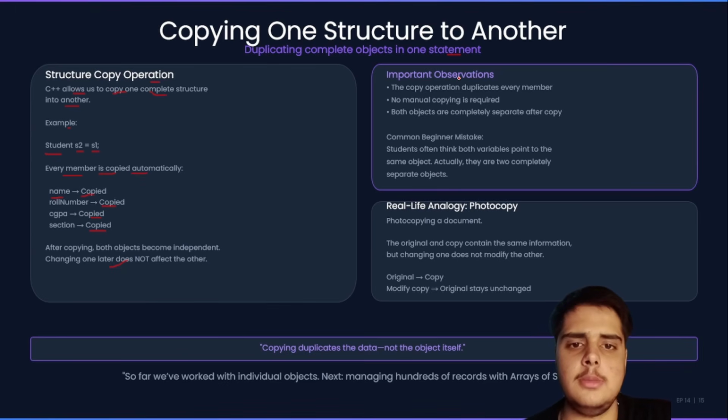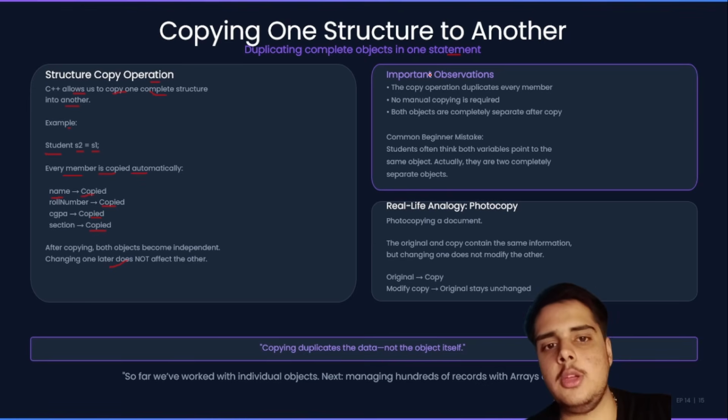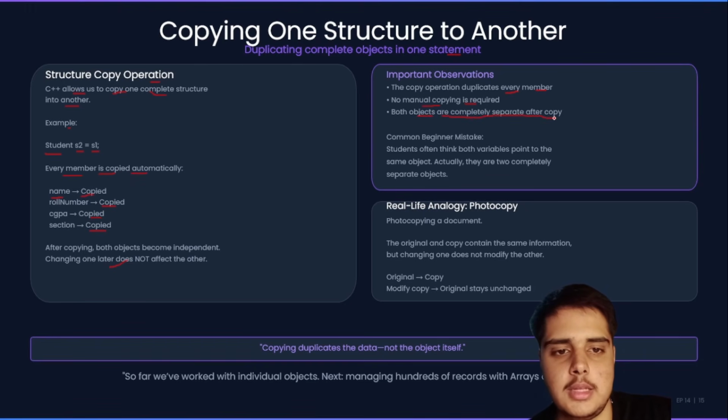An important observation about the copy operation: it duplicates every member, and no manual copying is required. Both objects are completely separate after the copy. Some mistakes beginners make: students often think both variables point to the same object, but actually they are two completely separate objects. A real life analogy is a photocopy. The original and the copy contain the same information, but changing one does not modify the other.